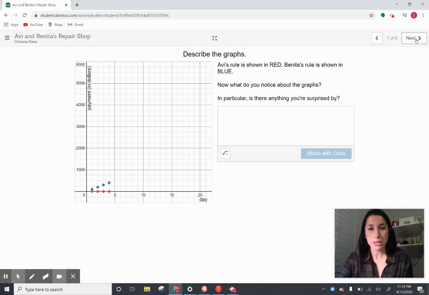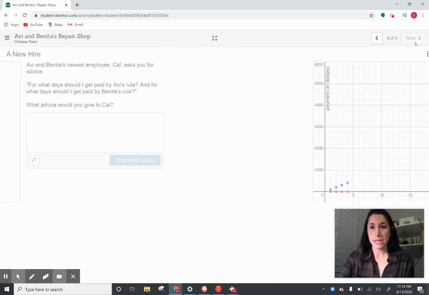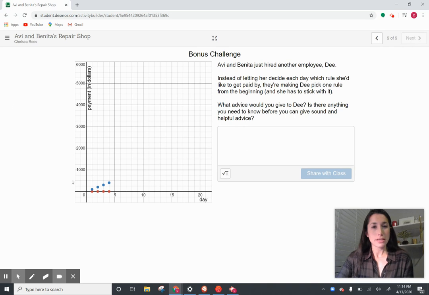You're going to be describing the graphs on slide 7, along with anything else that you see, any other surprises, and that is it. And this is a bonus challenge, the very last slide. So let us know if you have any questions with this.